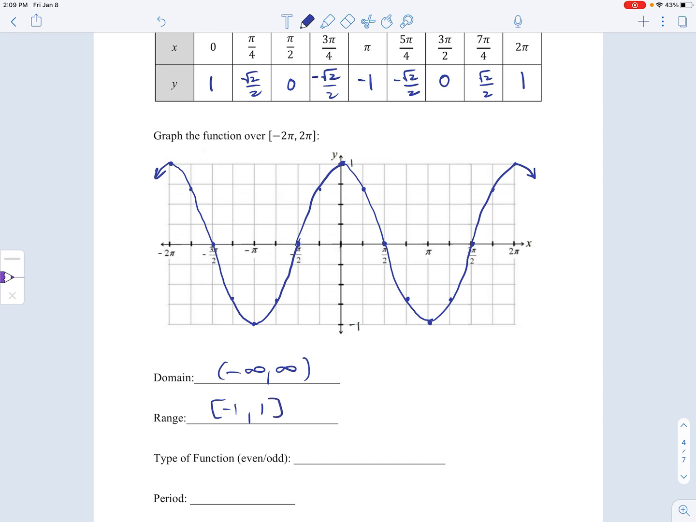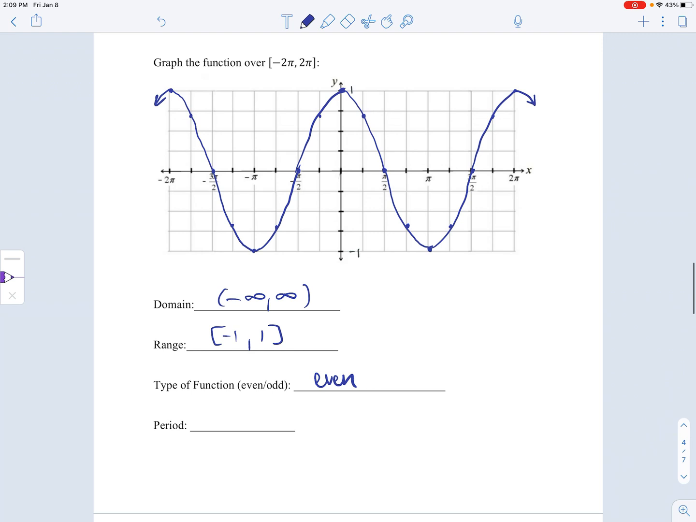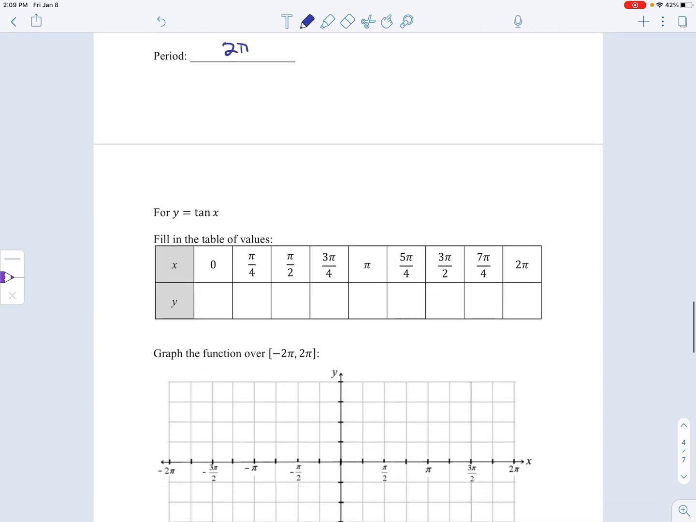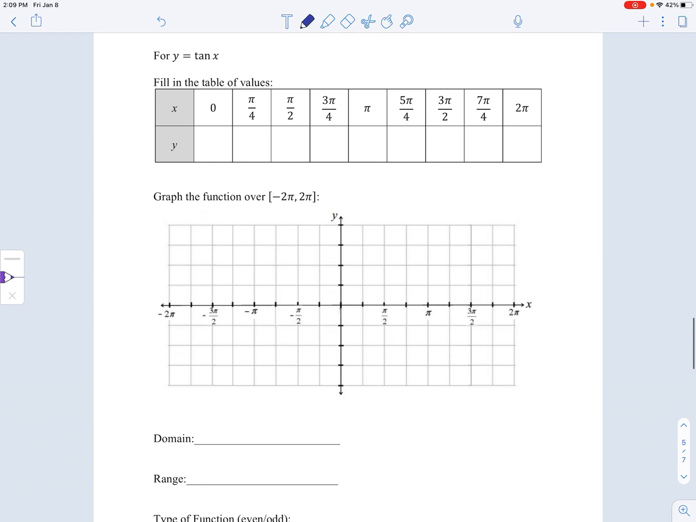Domain, like sine, is all real numbers. Range is between -1 and 1. Cosine is an even function, right? Meaning it's symmetric about the y-axis. If we performed a horizontal reflection, the graph would look the same. Also helpful to know that cosine of -x equals cosine of x. And the period, like sine, is 2 pi.